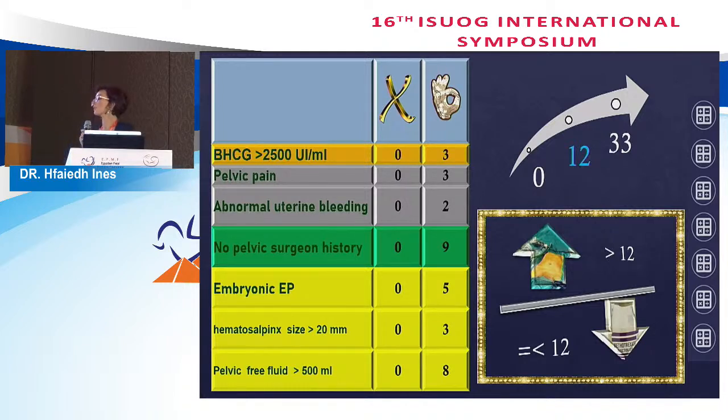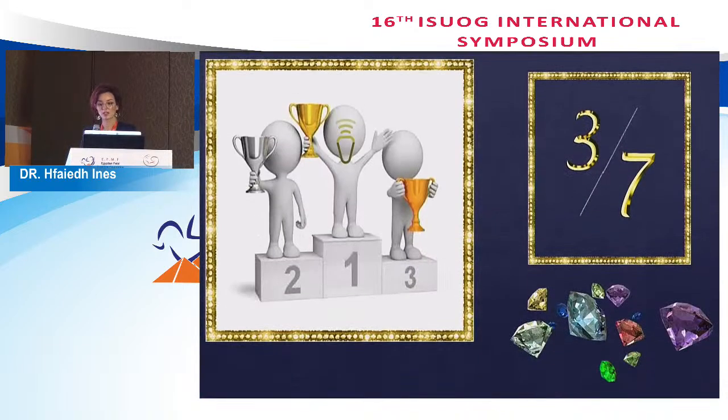And here, these are all the patients who got the first surgery, and they all got a score greater than 12. So it's crystal clear that the ultrasound is a cornerstone in the diagnosis and management of ectopic pregnancy.